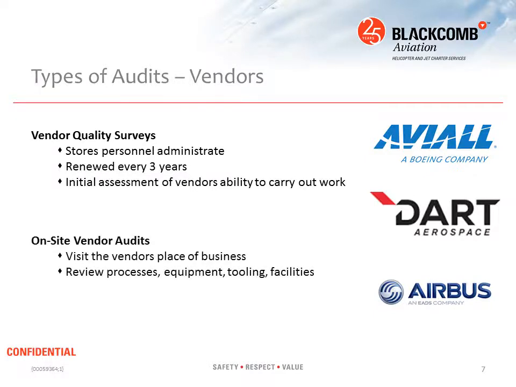The second is an on-site audit at the vendor's place of business. This is an opportunity for BHLP to review processes described in the VQS. It also allows for BHLP to review the tools, equipment, facilities, and processes employed by the vendor.